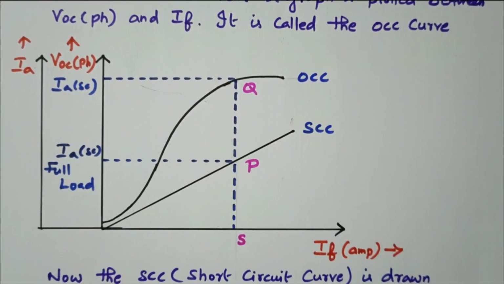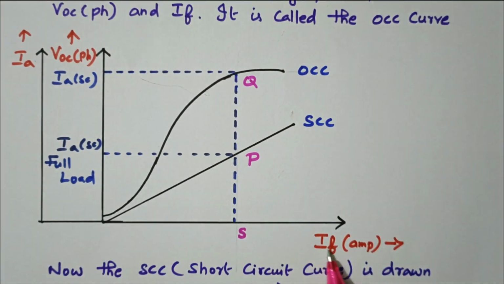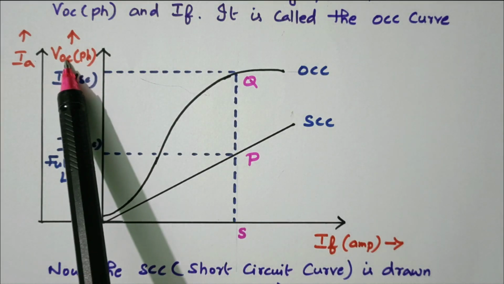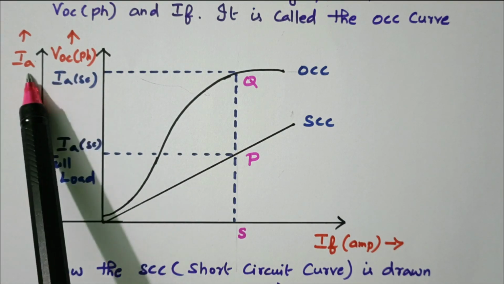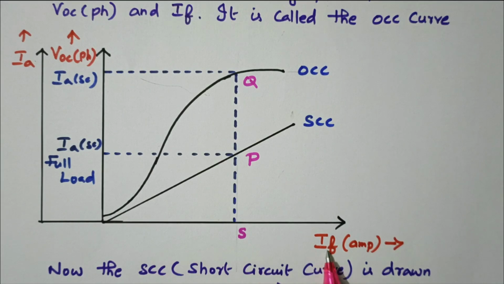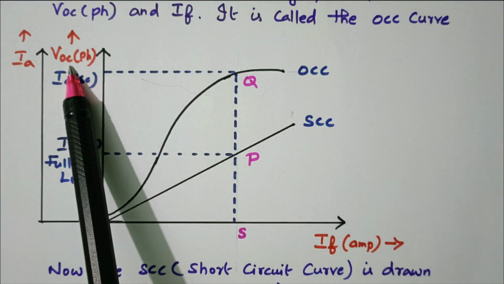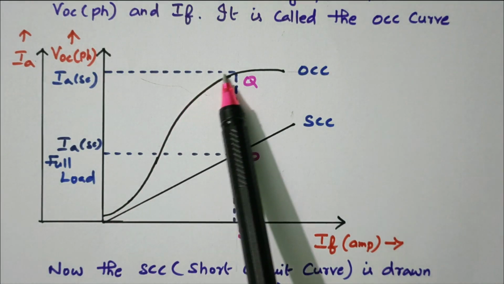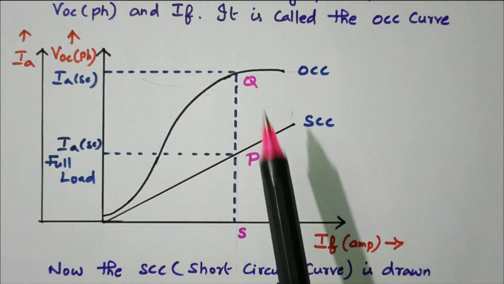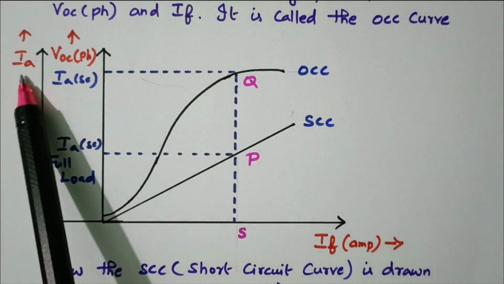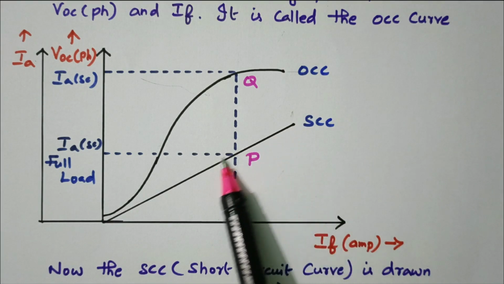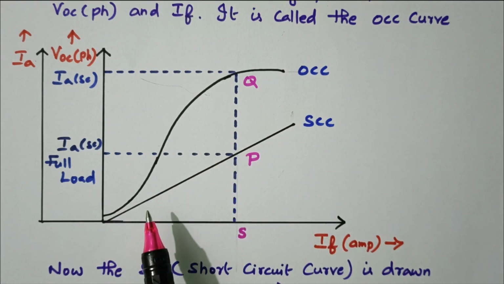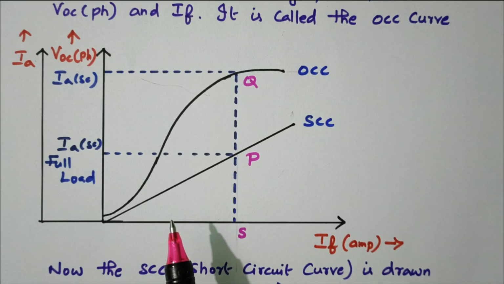Now we'll refer to the graph. IF is available on the x-axis. VOC is available on the y-axis. Another parameter, IA, so two parameters are available on the y-axis. IF versus VOC gives the open circuit test. This is the open circuit test, the OCC curve. From IF and IA we can draw the short circuit test. This will give the short circuit curve. Now from this we need to find the value of ZS.